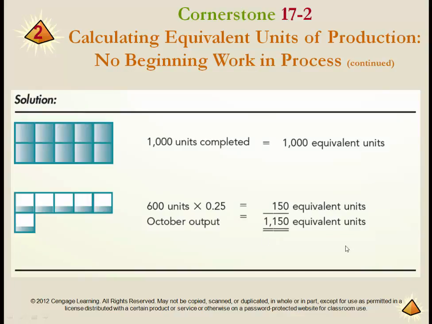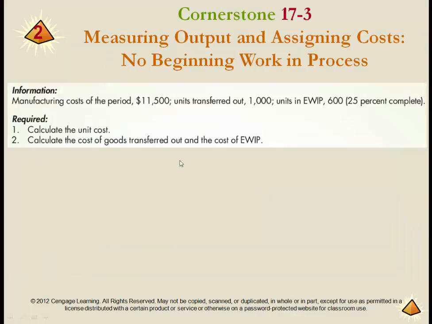Let's go look at it here. We have 1,000 units. That's 1,000 equivalent units because they're 100% complete. And on the bottom, you have 600 units, but they're only 25% complete, so that gives you another 150 equivalent units. So we have a total of 1,150 equivalent units of production.